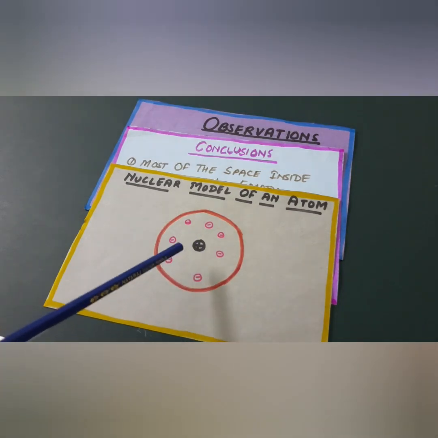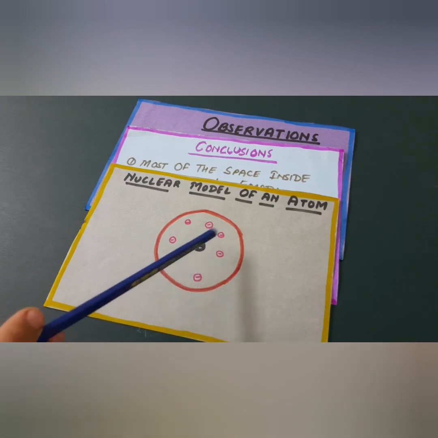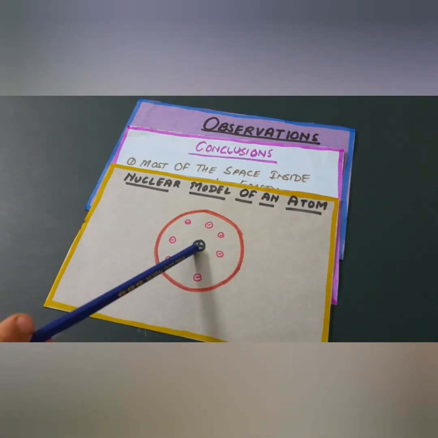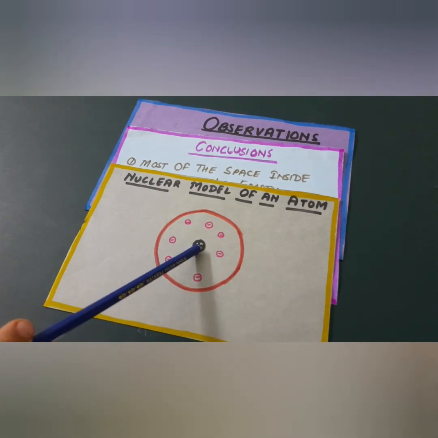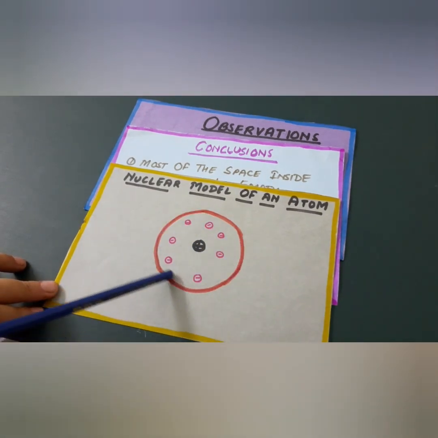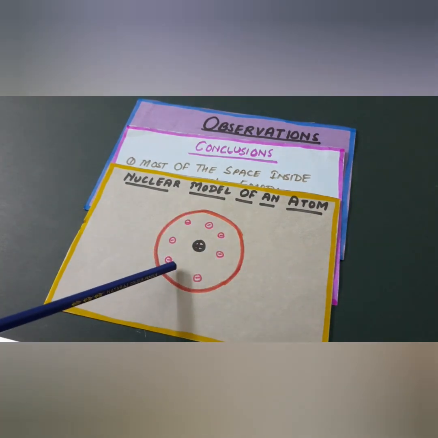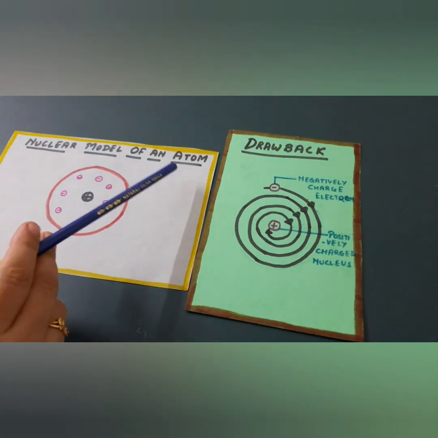And the last, he said that electrons and nucleus are all held by the electrostatic force. Electrostatic force means the negative charge of electron and the positive charge of proton. They are responsible for making an atom and its structure. So this was the model which was explained by Rutherford.